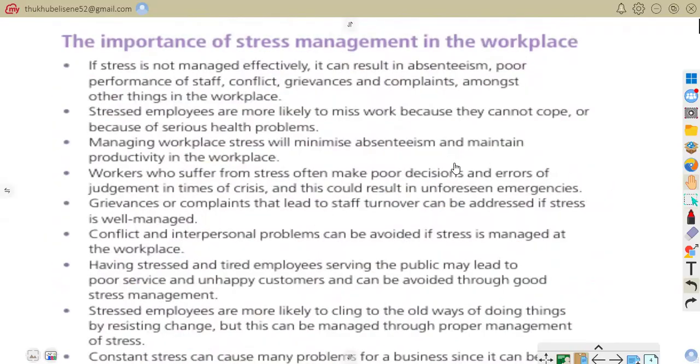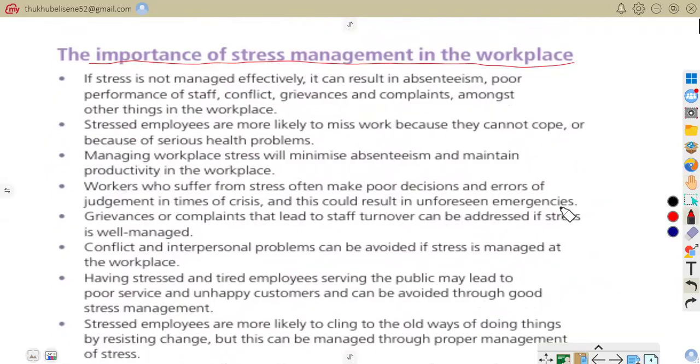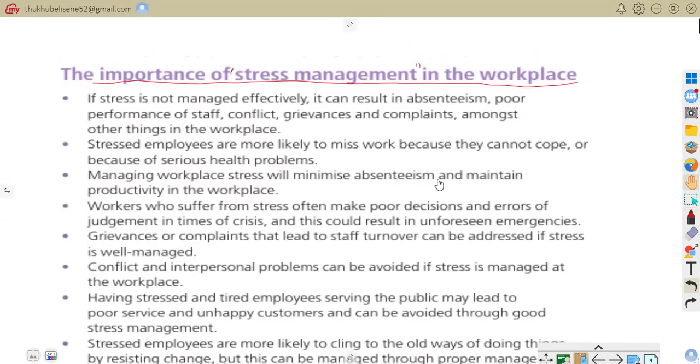Now we are on the importance of stress management in the workplace.